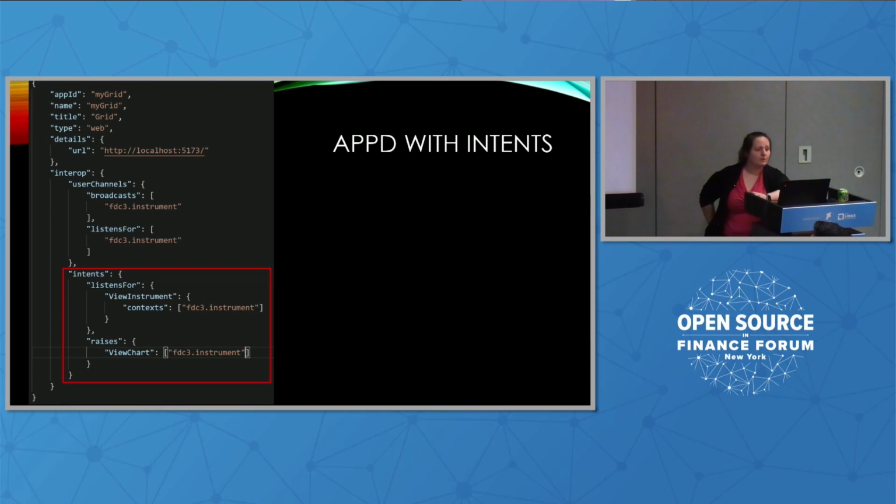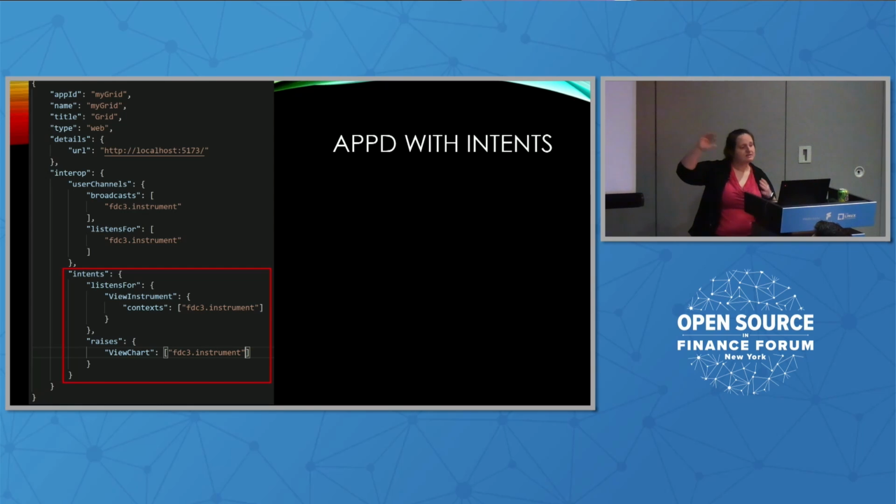Just really straightforward. We had user channels that say we're broadcasting for FDC3 instrument, and we're listening for FDC3 instrument. So when we have intents, we can say we raise, instead of broadcast, view chart. And the kinds of context we care about for view chart, which would be FDC3.instrument. Because if you're raising view chart for, I don't know, other stuff, it's not really relevant to us. We only want to care about instruments right now. That's all we're dealing with. And we will also listen for, in this case, view instrument and what those contexts are.